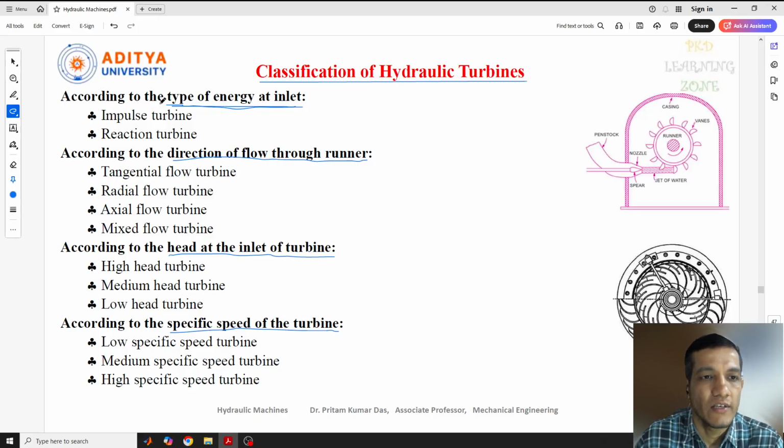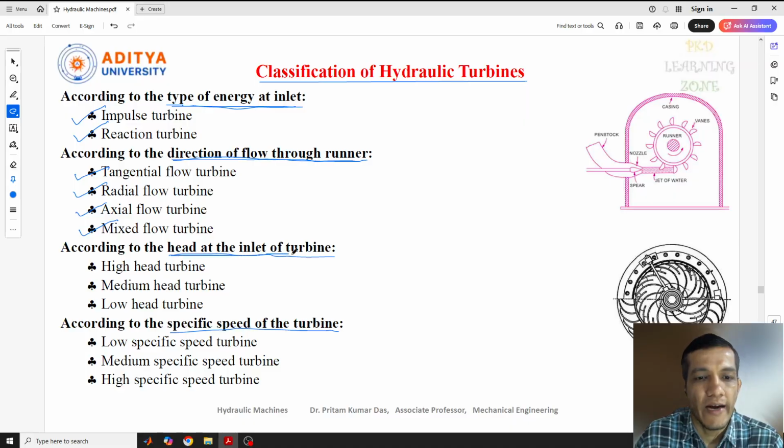So first, according to the type of energy at inlet, it's categorized into two types. One is impulse turbine, another one is reaction turbine. Similarly, according to the direction of flow through the runner or through the vanes, it is categorized into four types. One is tangential flow turbine, radial flow turbine, axial flow turbine, and mixed flow turbine.